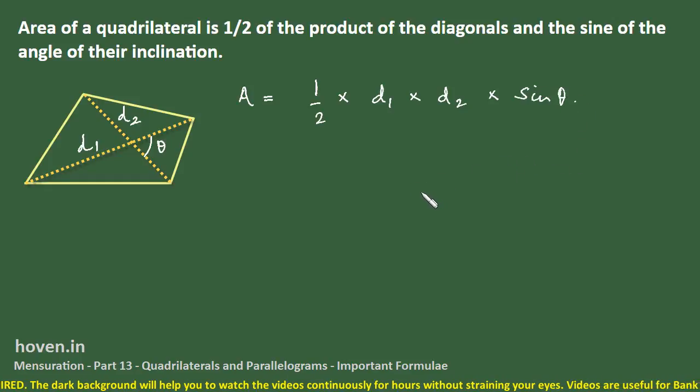It is possible to prove this formula, but I will not go into the details. The proof will be by taking these four triangles and writing the formula for the area of each triangle by using the sine formula. When you add up all of them, a lot of cancellations will take place and you will be left with this formula, that is half of the product of the diagonals and the sine of the angle between them. Let us move to our next formula.